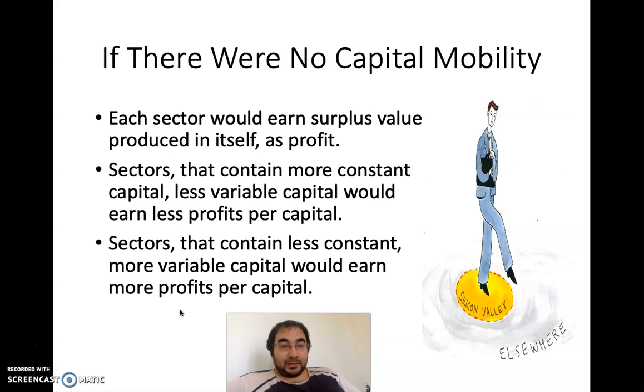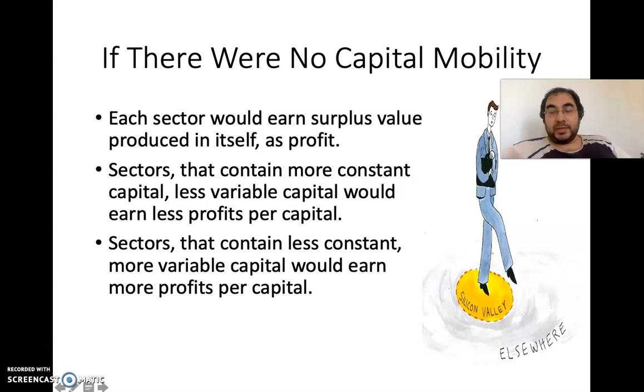So let's start. Why do we need the more complex Marxian theory? That's the first question. Why can't we just assume exchange values are equal to the prices? In order to see that, we should first assume a hypothetical economy where there is no capital mobility. If capital cannot move from one sector to another, then each sector will earn its own surplus value and produce its own profit.